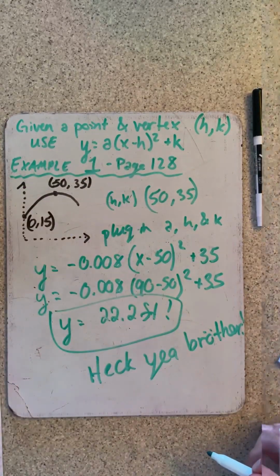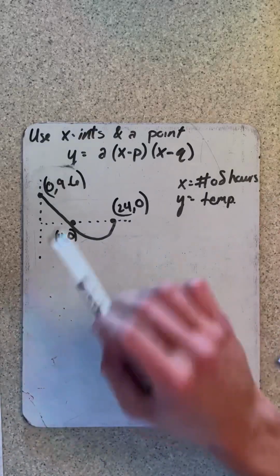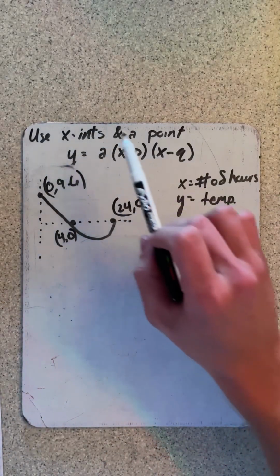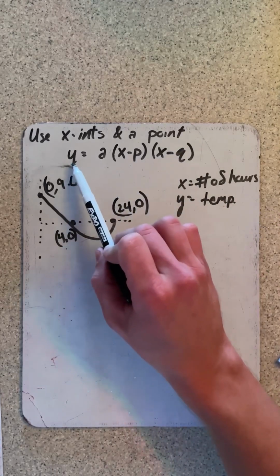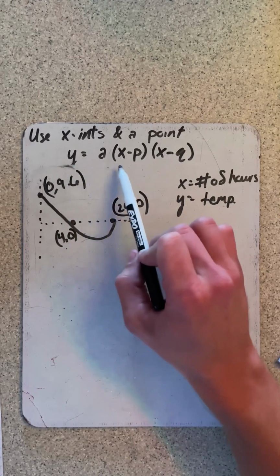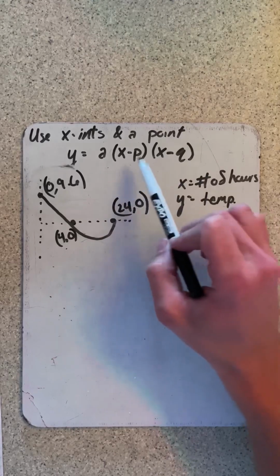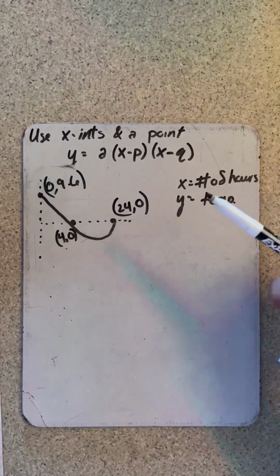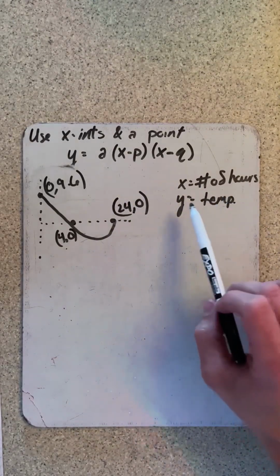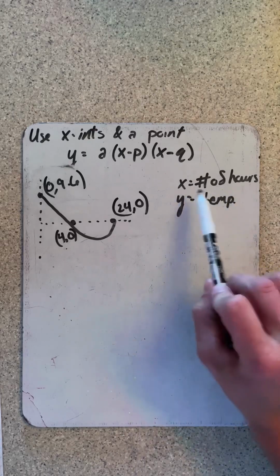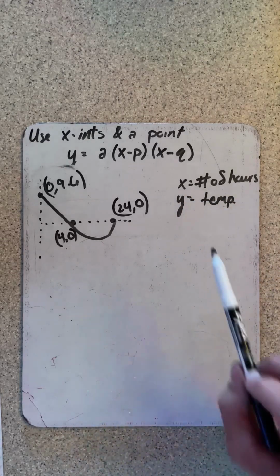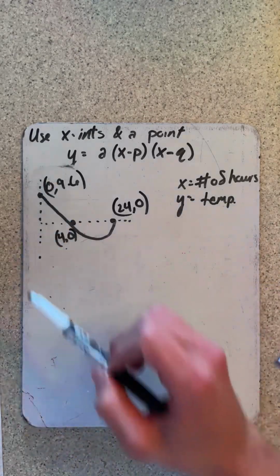Next example. Okay, example 2. Use x-intercepts and a point to write an equation. We're going off this. Y equals a, open, x minus p, x minus q, where p and q are the x-intercepts. So we have our problem. A meteorologist creates a parabola to predict the temperature tomorrow, where x is the number of hours after midnight, and y is the temperature in Celsius.